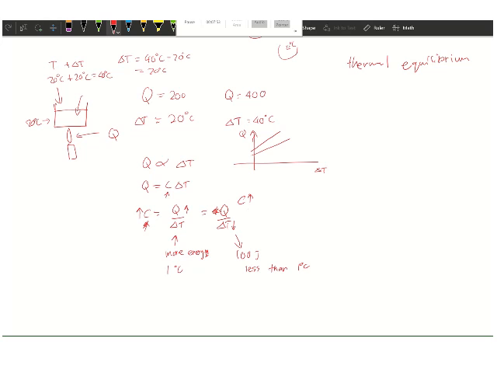1 degree Kelvin. Remember, whenever we use the equation Q equals C delta T, we need to use SI units. It is not exceptional for temperature as well. So the SI unit is Kelvin. Remember Kelvin.